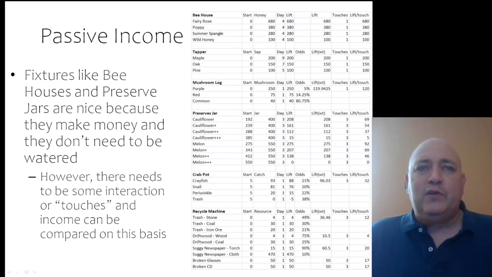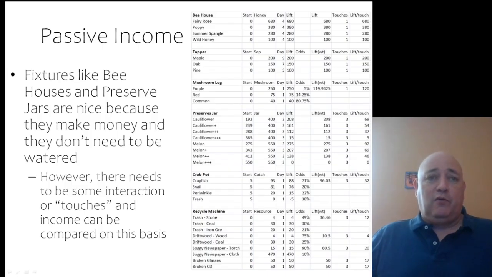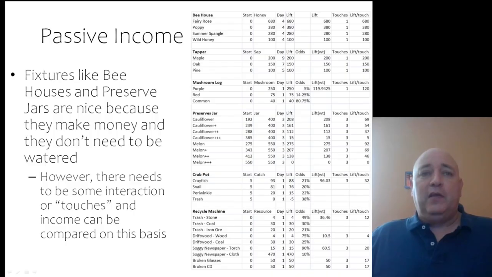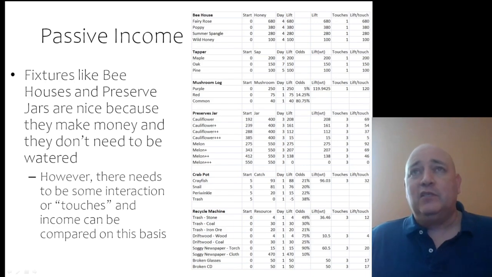And then the same thing with the recycling machine. If we're putting in trash, it could be stone or coal, or iron ore. If we're putting in driftwood, it could be wood or coal, etc. So you can see how this is all expanding out. And in some cases, we touch them one time. In some cases, we touch them 3 times. And if we look at how much return we're getting per touch, the winner is going to be bee houses in this case.